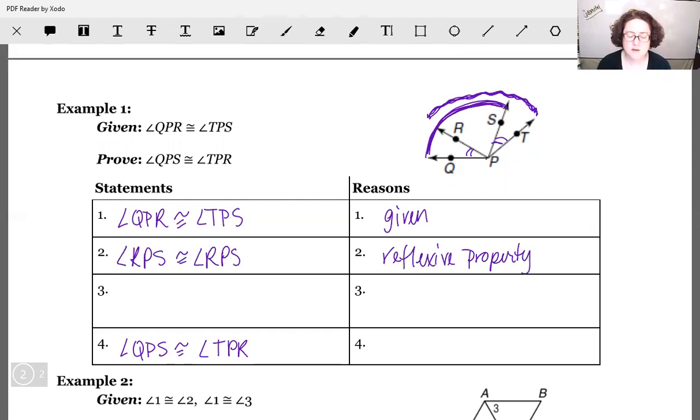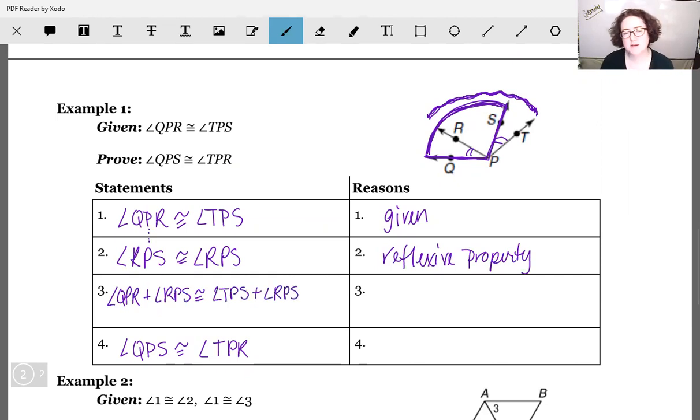Alrighty, so let's think about this. The bigger angles that I kind of highlighted, that I drew that big arc over, we had angle QPS, and we can make that angle by putting that new angle, that RPS, together with the small one they gave us. So you know what? I'm just going to add them together. And I kind of lined them up to help me out with that. So I'm going to say angle QPR plus angle RPS. Well, let's do the same thing on the other side. So angle TPS plus angle RPS.